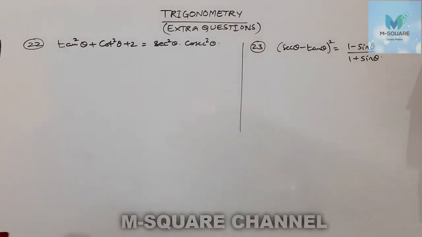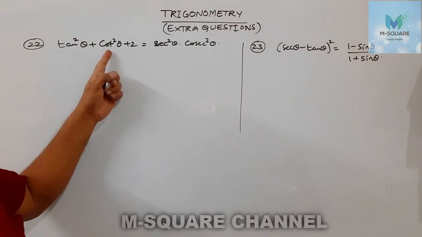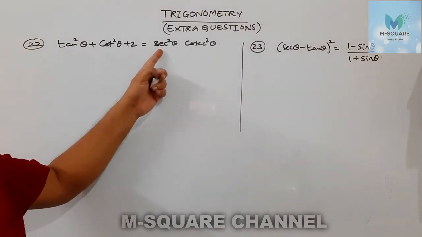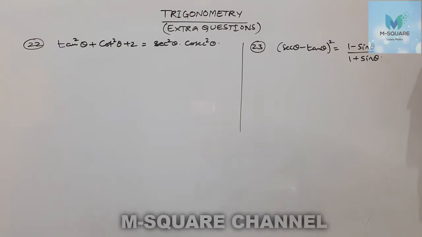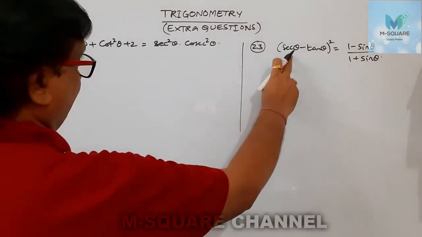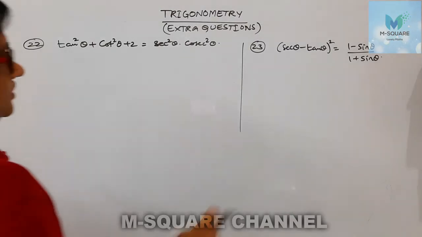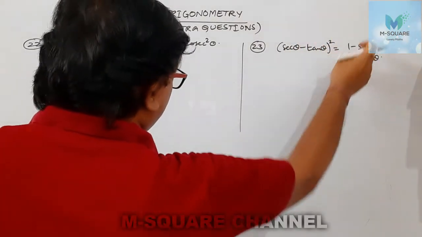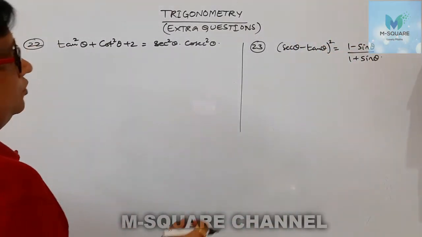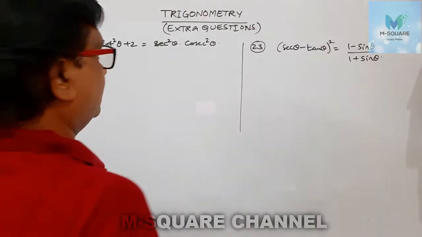In these two questions: tan square theta plus cot square theta plus 2 equal to secant square theta into cosecant square theta, and secant theta minus tan theta whole square equal to 1 minus sin theta by 1 plus sin theta. This square can go to that place, which means the square root is also there: square root of 1 minus sin theta by 1 plus sin theta.